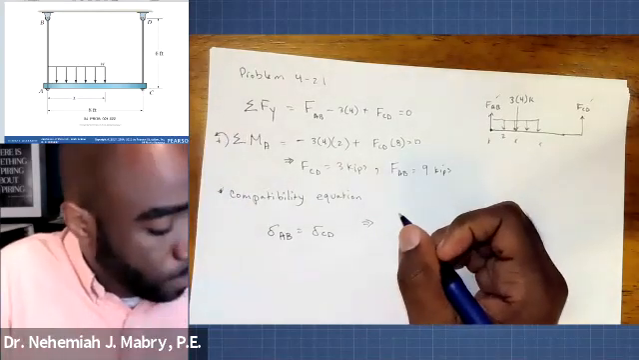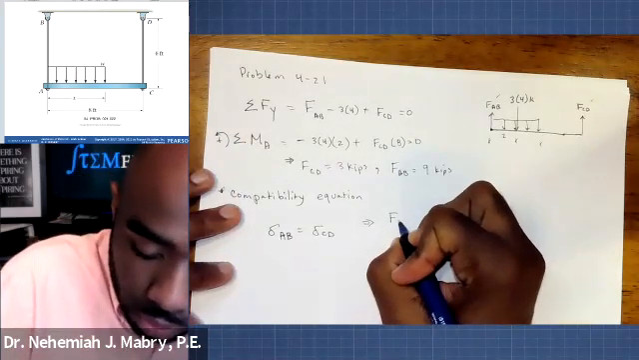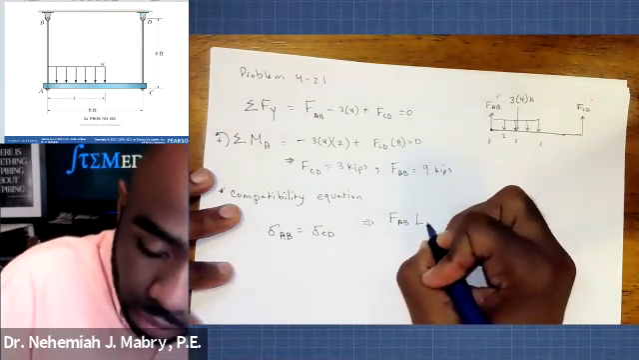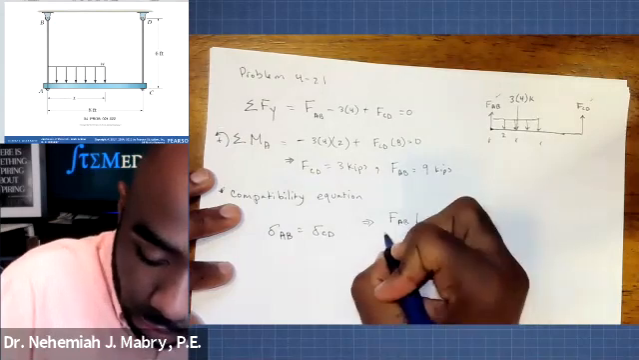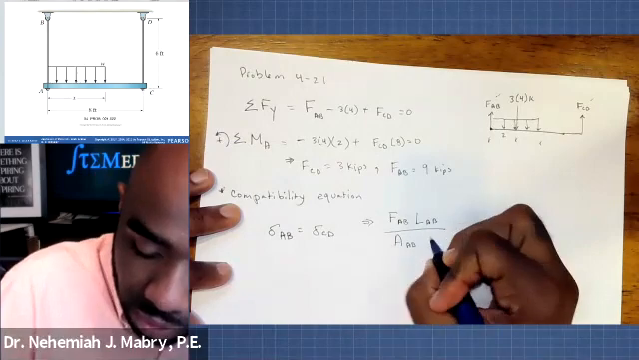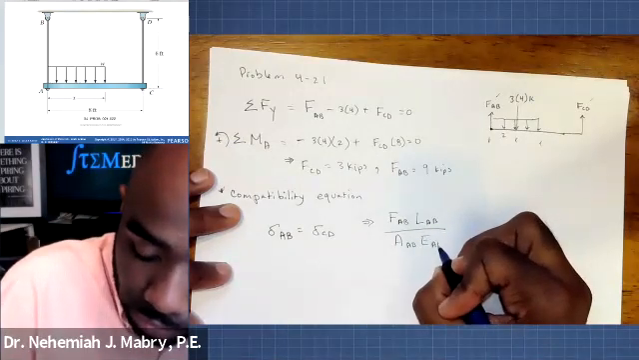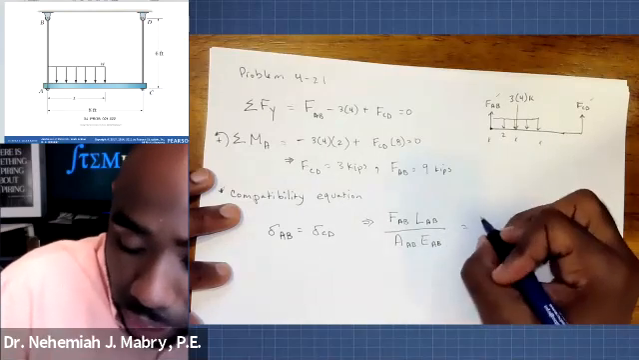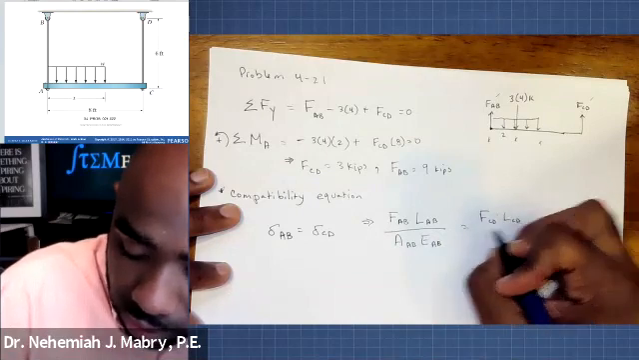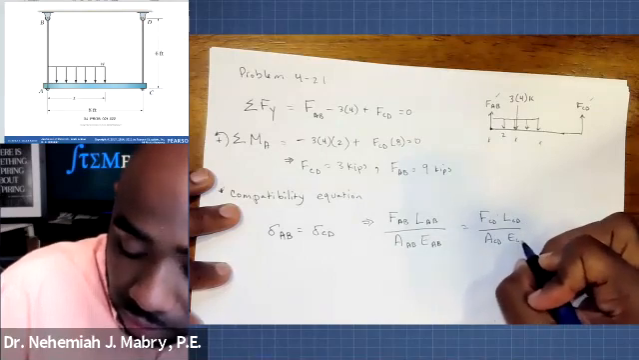AB is basically the force AB times the length of AB over the area of AB times the modulus of elasticity of AB, equal to F CD times the length of CD over the area of CD times the modulus of elasticity of CD.